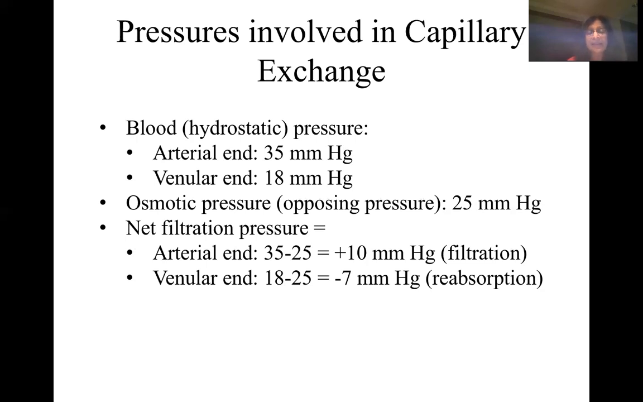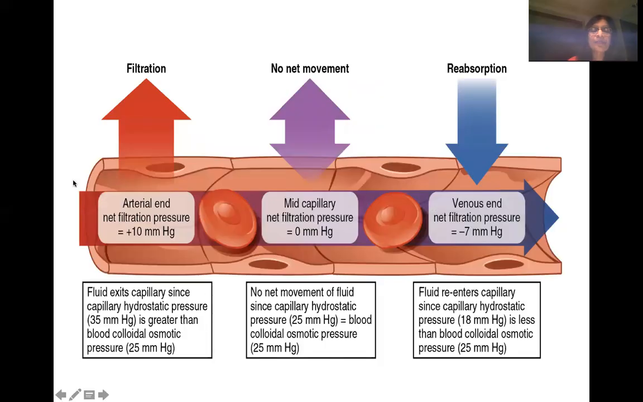Now think about it like this. I'm going to take you to the illustration here. You have the arterial end, you have the venular end, you have 35 millimeter mercury here, and 25 millimeter mercury in the interstitial space. The difference is going to be 10 millimeter mercury, and that's what you call net filtration pressure. So at the arterial end, net filtration pressure is plus 10 millimeter mercury. It's a positive number.